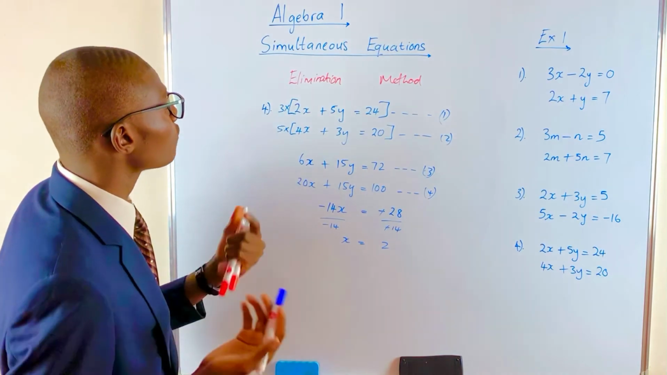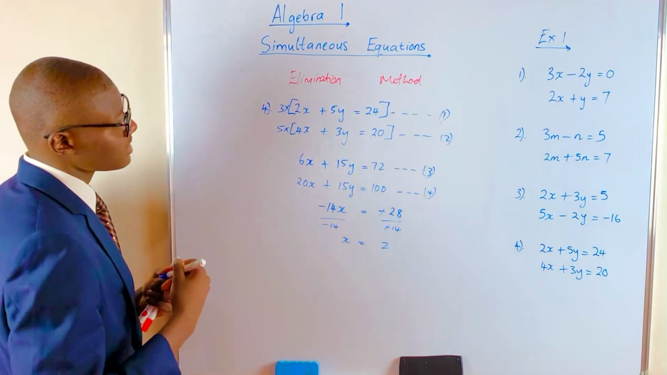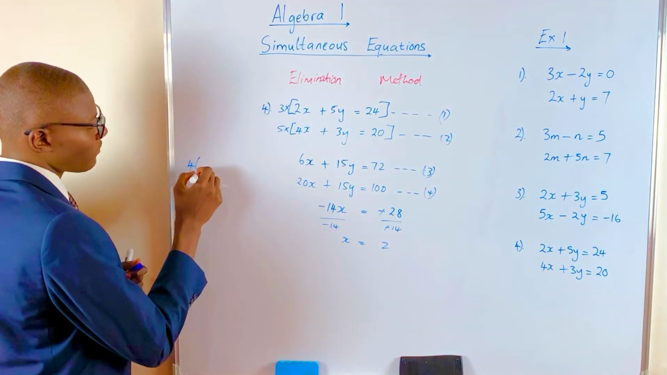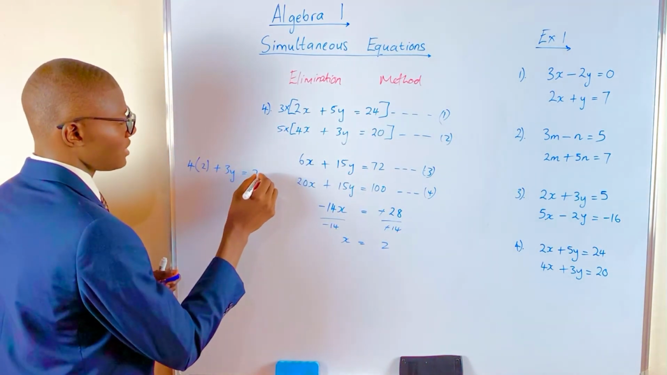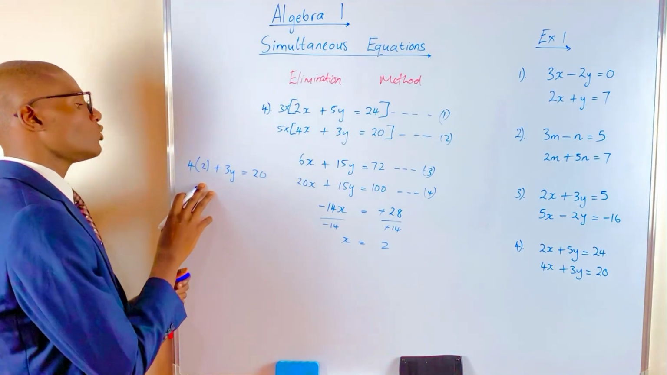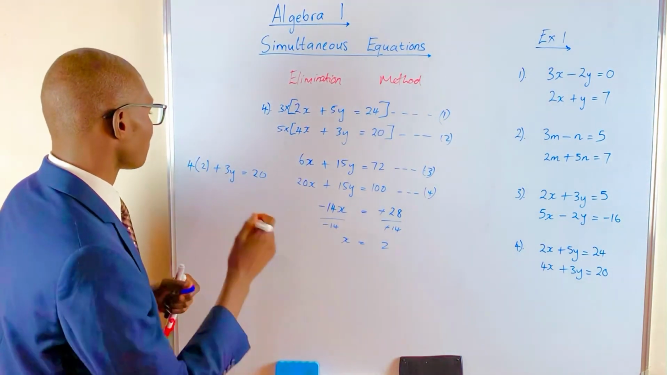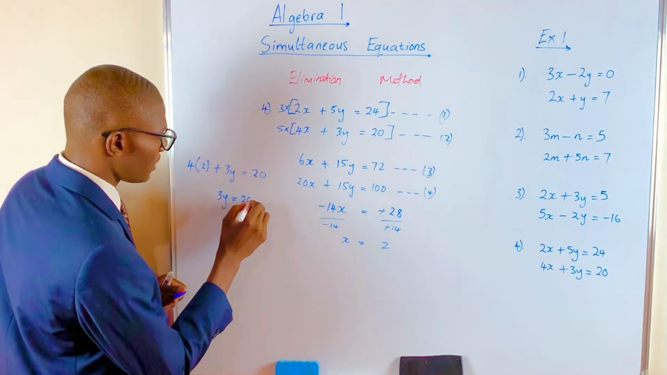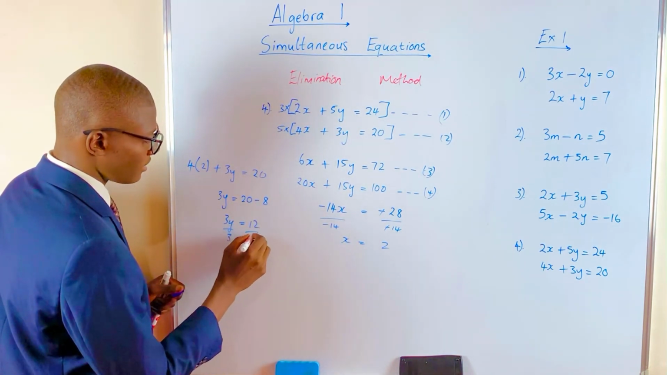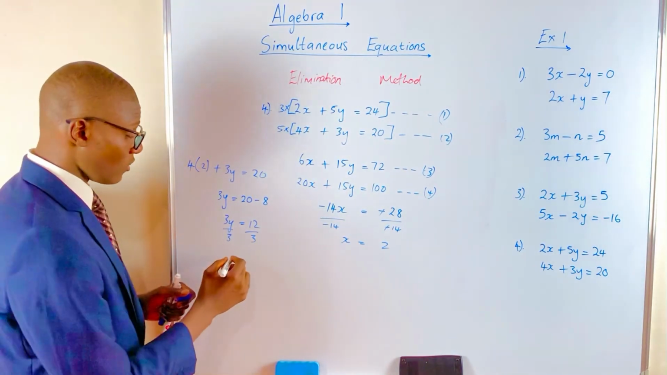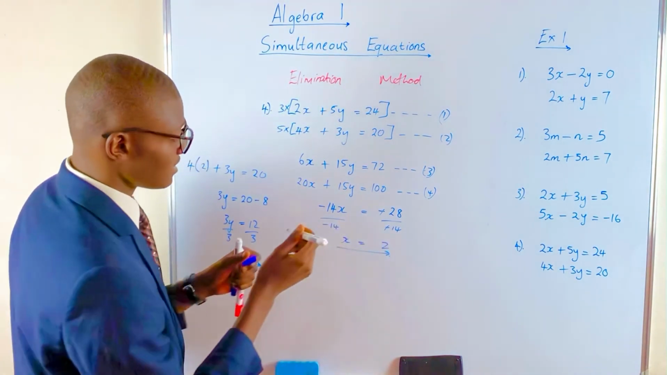And then now we have to solve for y. Solving for y, we pick either equation 1 or equation 2. Let's pick equation 2 in this circumstance. So we're saying 4x, x being 2, plus 3y is equal to 20. Then 4 times 2, that gives us an 8. But we have to take this 8 to the right hand side, such that we've got 3y being equal to 20 minus 8. And 3y would be equal to 12. Then dividing both sides by 3 to solve, y would be equal to 4. So y is equal to 4 when x is a value of 2.